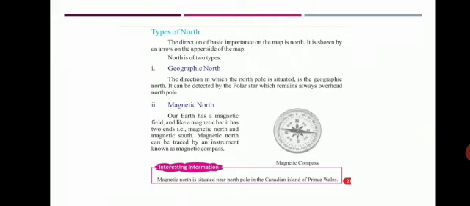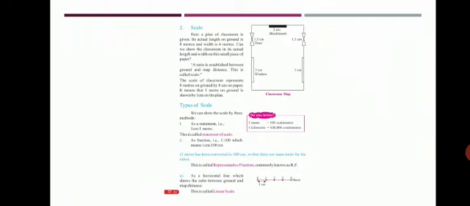Our earth has a magnetic field, and like a magnetic bar, it has two ends: magnetic north and magnetic south. Magnetic north can be traced by an instrument known as a magnetic compass or compass rose, as I told you. So we can find out the magnetic north with the help of the magnetic compass. And there is interesting information for you: magnetic north is situated near the North Pole, in the Canadian island of Prince of Wales. Now the next slide.